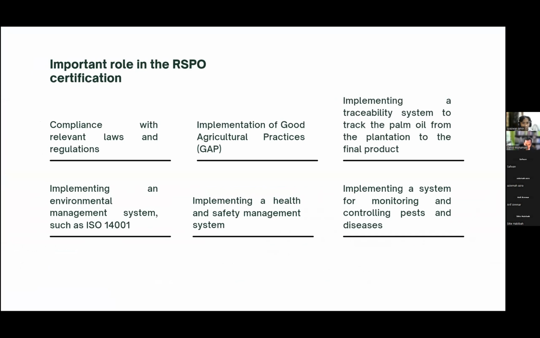First, compliance with relevant laws and regulations. Second, implementation of good agricultural practice. Next is implementing a traceability system to track the palm oil from the plantation to the final product. Next is implementing an environmental management system such as ISO 14001 and implementing a health and safety management system. And lastly, implementing a system for monitoring and controlling pests and disease.